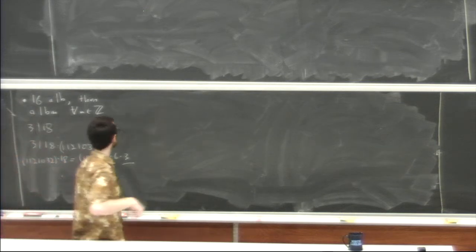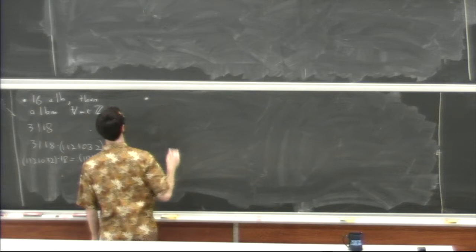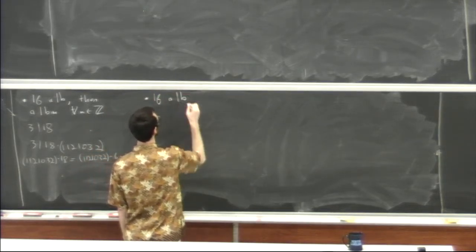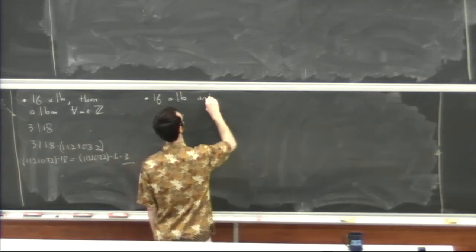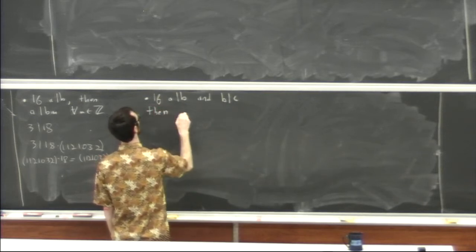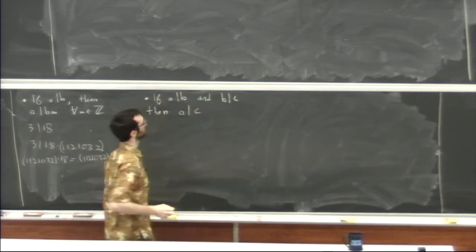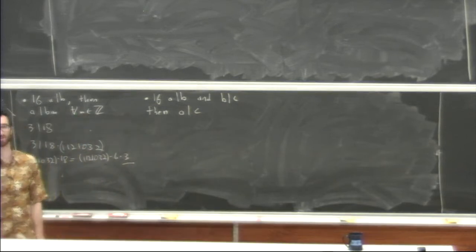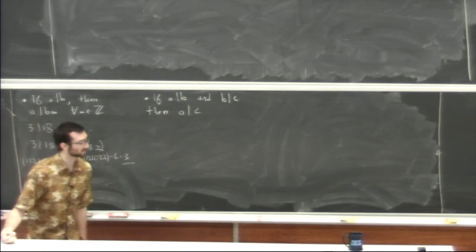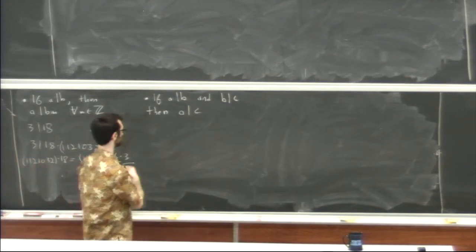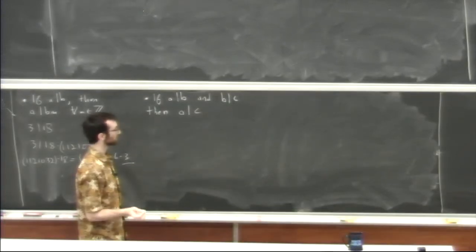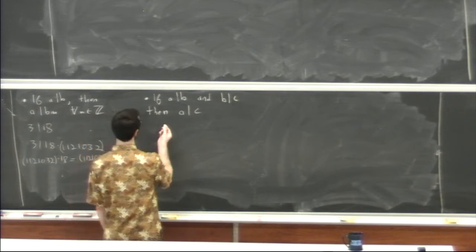And then the last part of the theorem is that if A divides B and B divides C, then A divides C. So this is a little bit of a transitivity property. And the proof of this is just following your nose. It's straightforward. We can either do it with symbols or we can do an example, and let's do an example, why not?